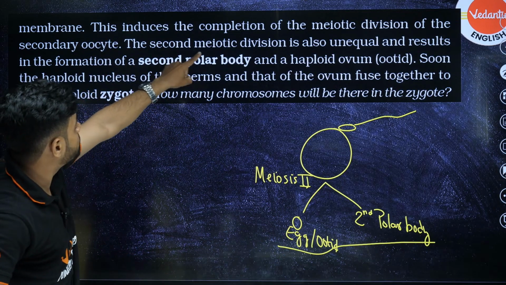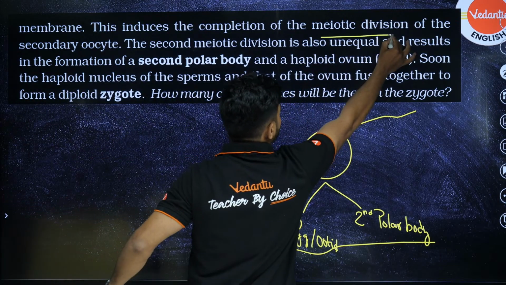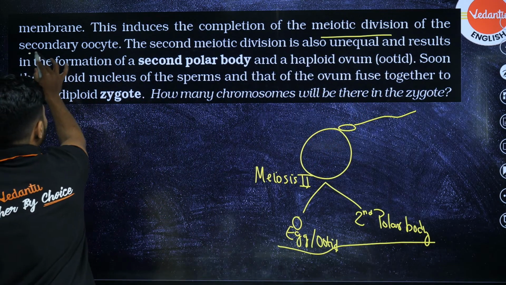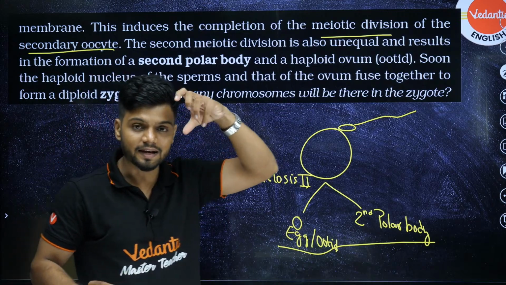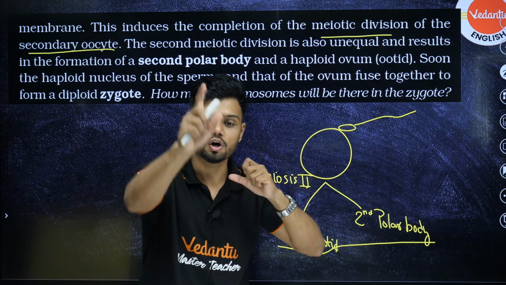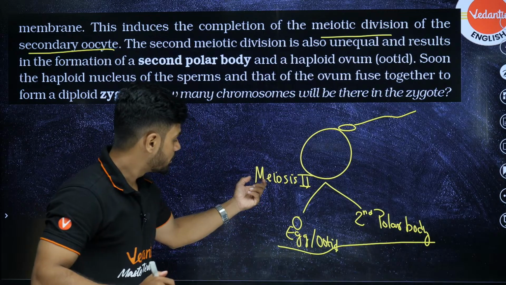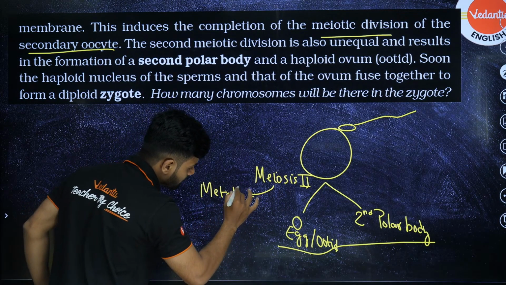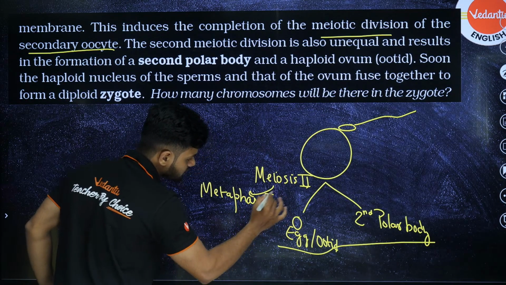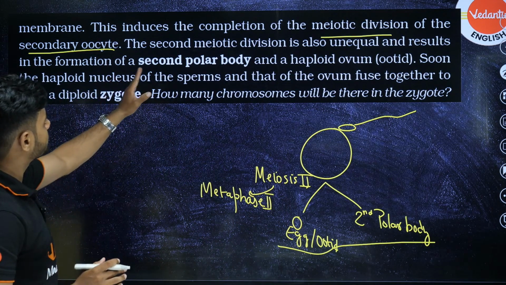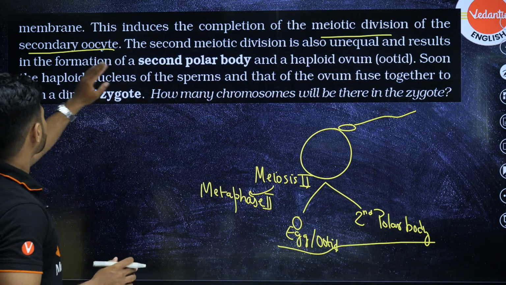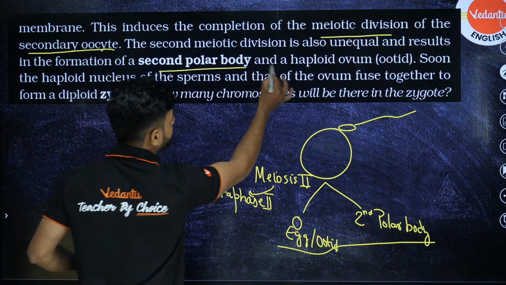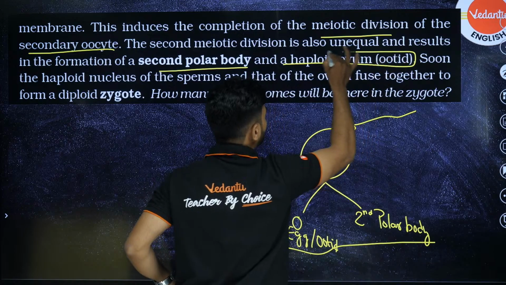This induces the completion of meiotic division of the secondary oocyte. I told you, the secondary oocyte starts meiosis 2, but it gets arrested at metaphase 2. The secondary meiotic division is also unequal, and results in the formation of the second polar body and a haploid ovum, or ootid.